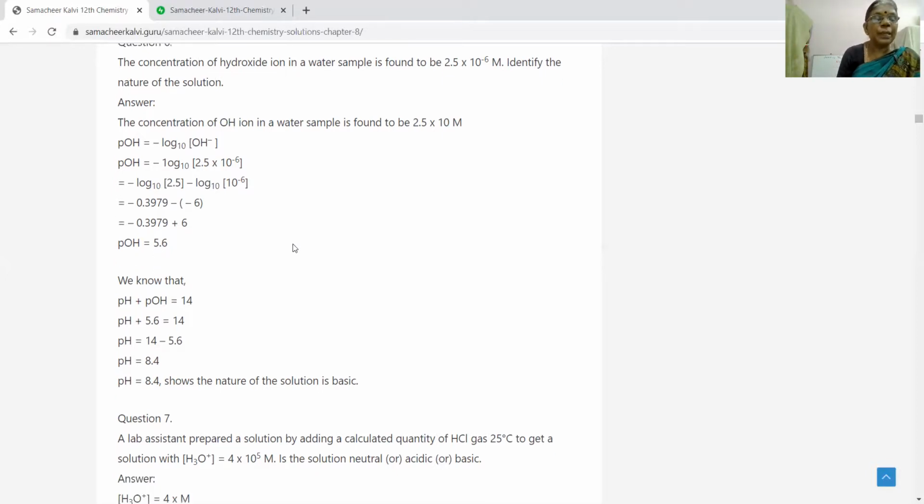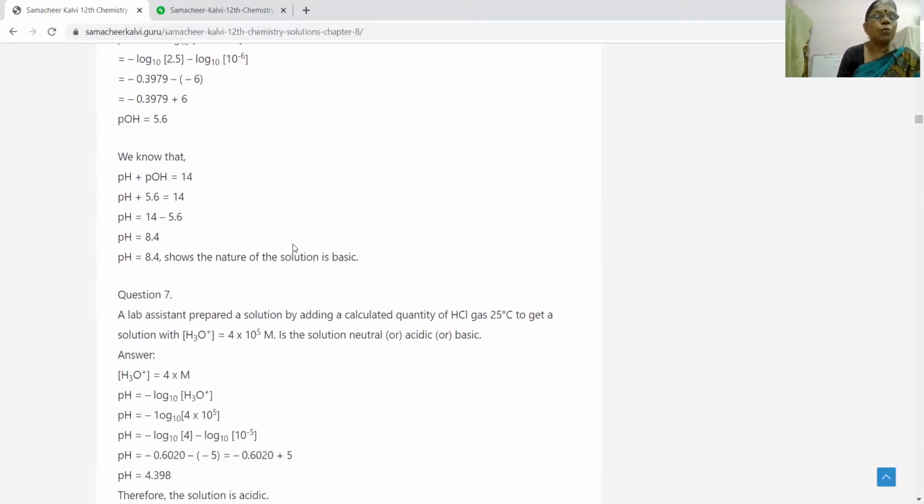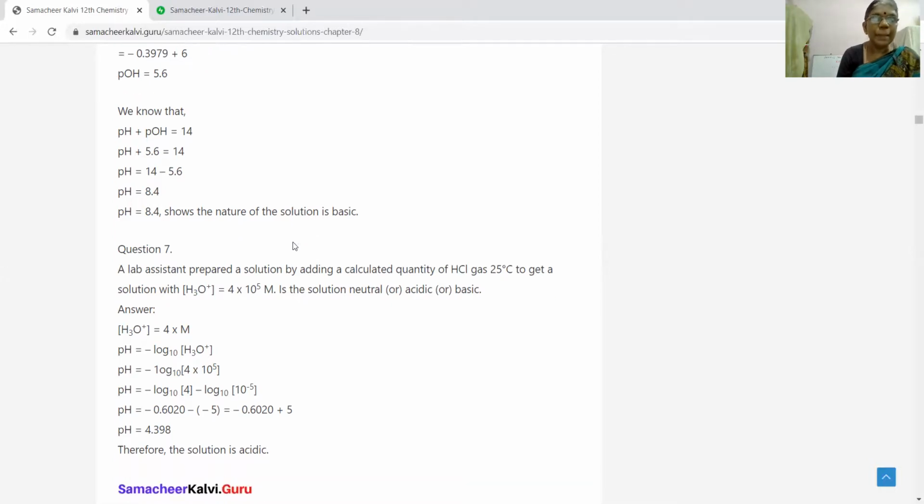We know that pH plus pOH is equal to 14, and if you substitute the pOH value here, pH plus 5.6 is equal to 14. Therefore, pH is equal to 14 minus 5.6. We will get 8.4. Since the pH is more than 7, this shows the nature of the solution is basic.